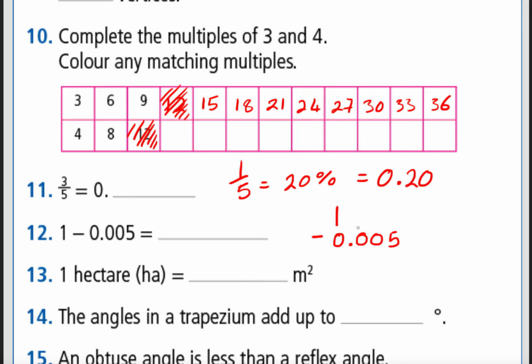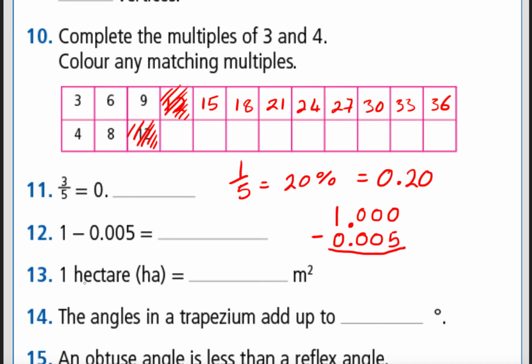On the top one, we're going to put in a decimal here and just fill that out with zeros. And now we have a takeaway sum. We're going to have to do some borrowing and paying back. And once we've done that, we'll have our answer for number 12.